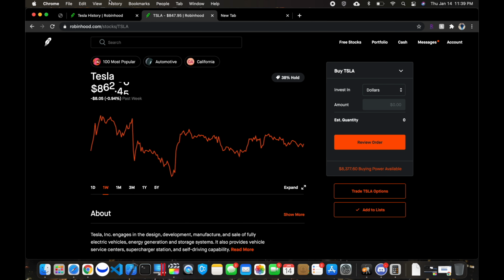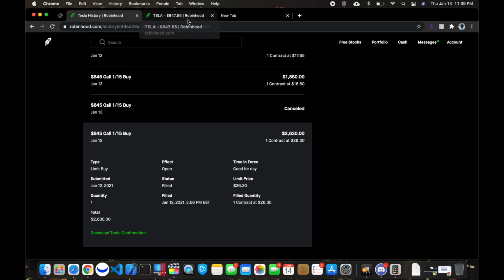So let's go January 12th, 356, which was around here, and at that time Tesla was trending at $856, and I bought in at that time. Let me just double check. Yep, I bought in at that time, and I got filled for the contract worth $2,630. I bought one contract.